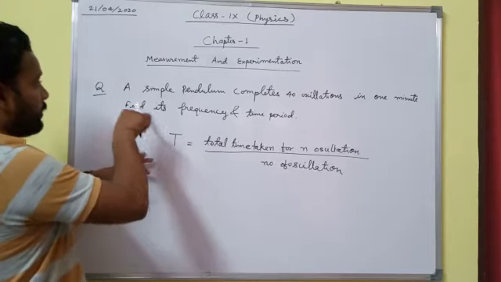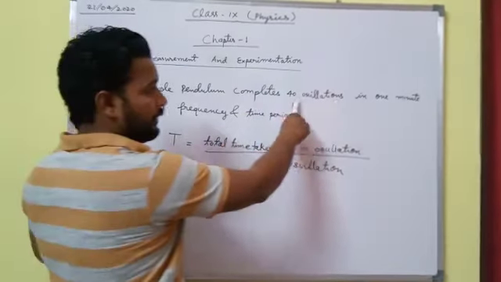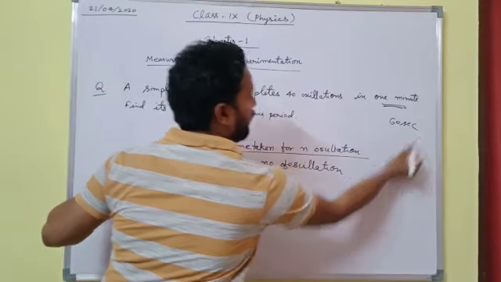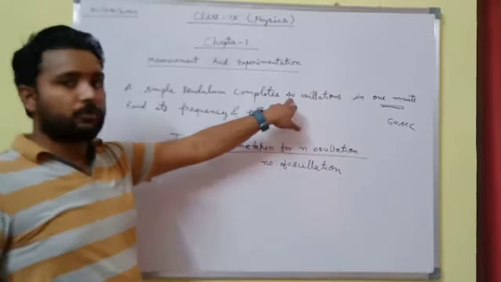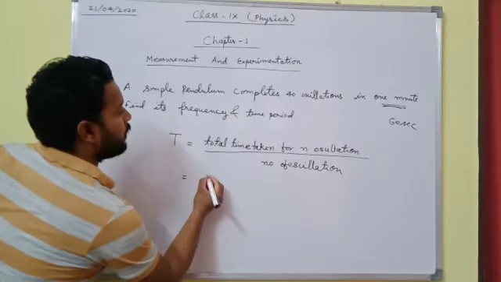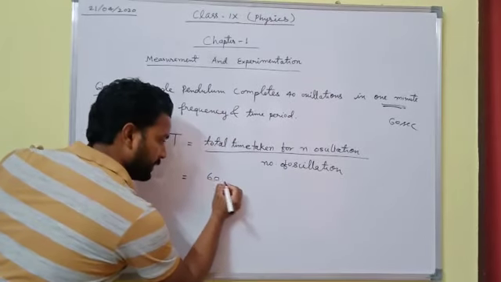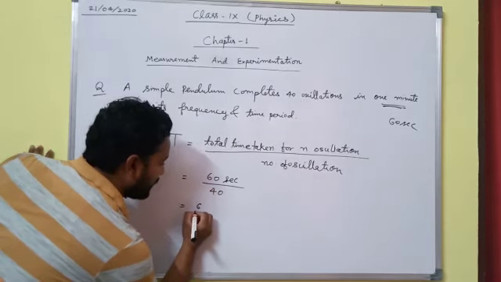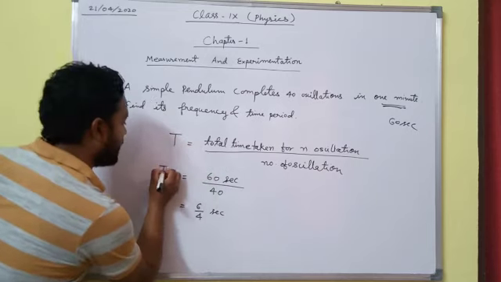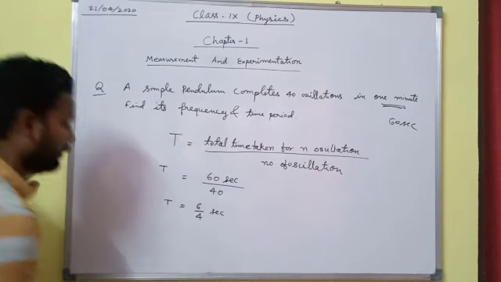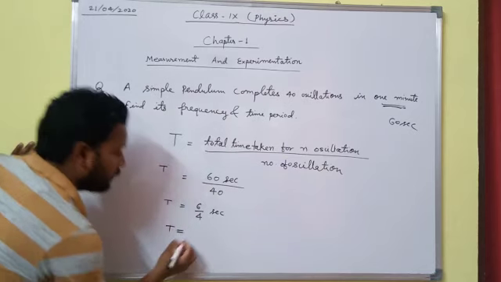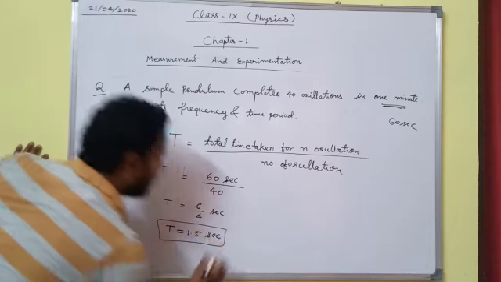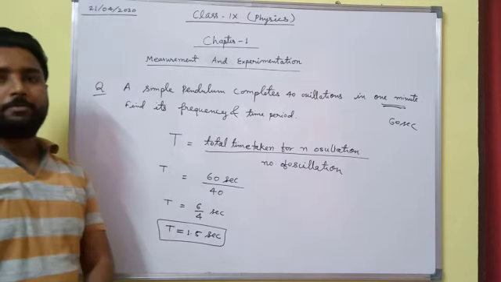Now, in this numerical problem, the simple pendulum completes 40 oscillations in 1 minute. Total time is given as 1 minute, 60 seconds, and the number of oscillations is 40. So total time 60 seconds upon the number of oscillations 40. Now we have 6 upon 4 seconds. After solving we have 1.5 seconds. 1.5 seconds is the time period of this simple pendulum.